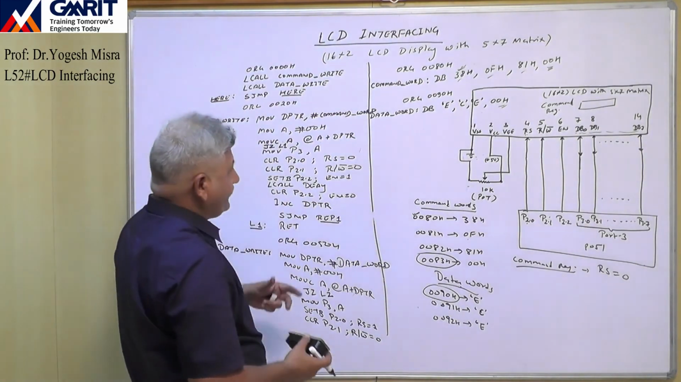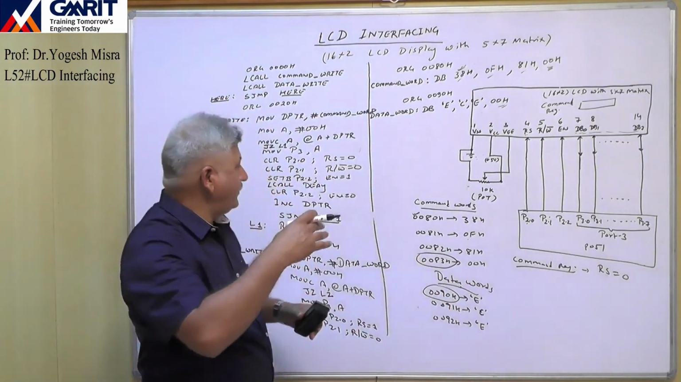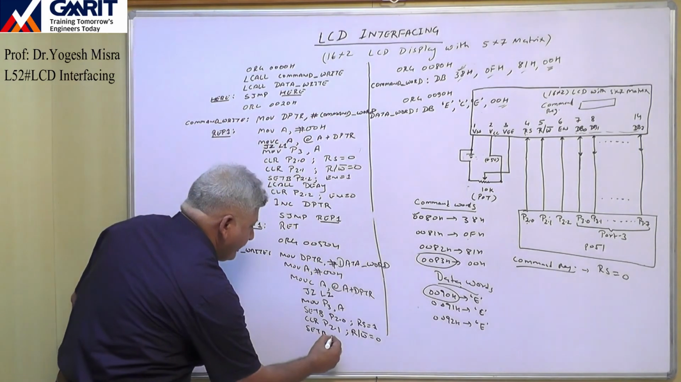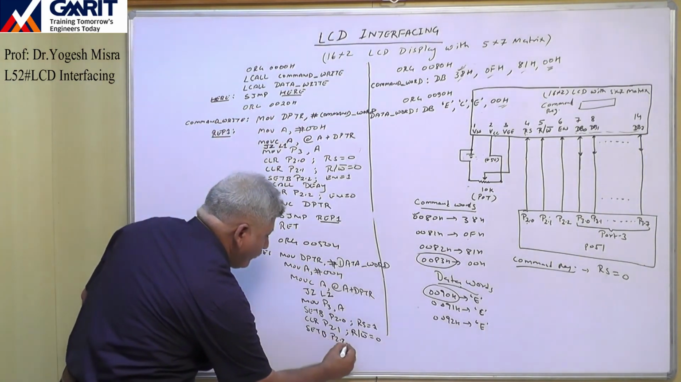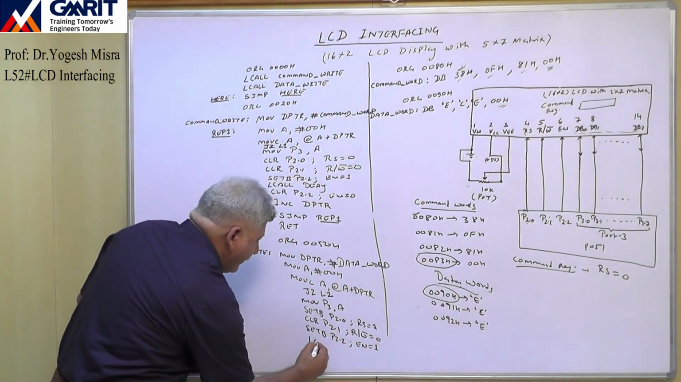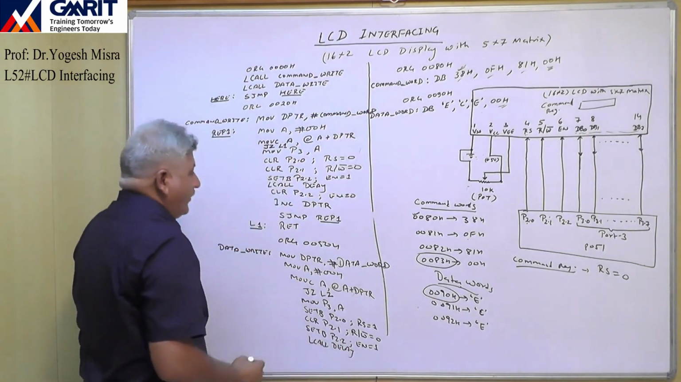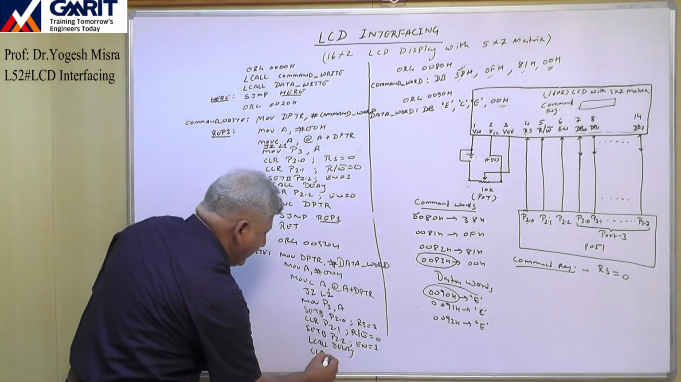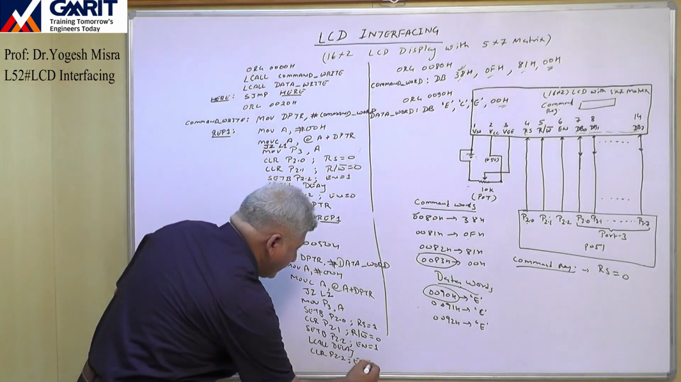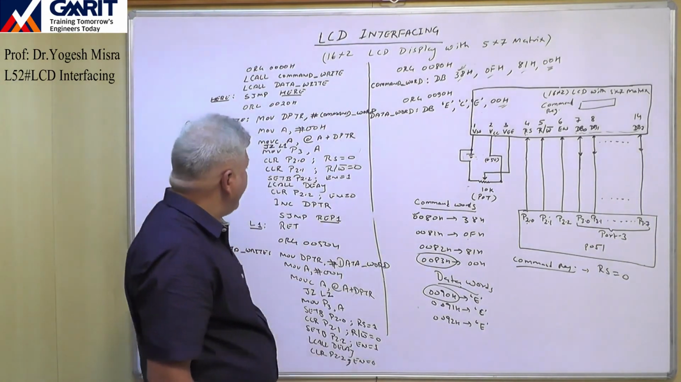After this, again the enable high to low pulse. In the same way, SETB P2.2. What will it make? It will make enable equal to 1. Then LCALL delay. And after this, CLR P2.2 means enable is equal to 0. These are semicolon comments; I am writing a comment here.